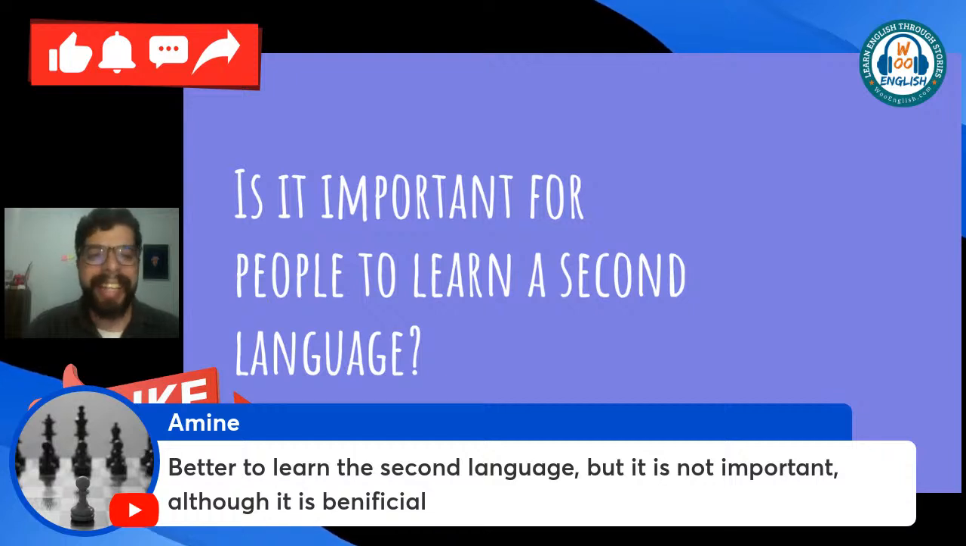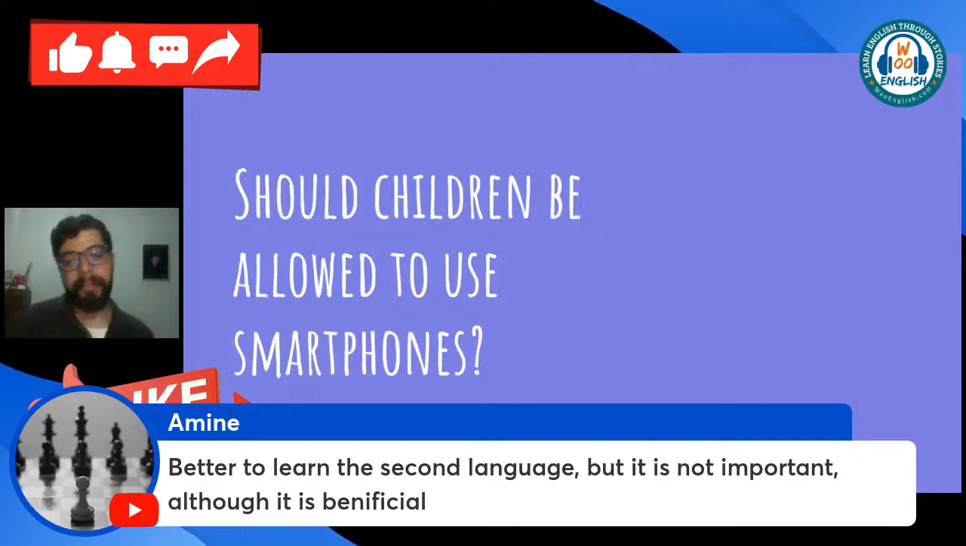And I think this is a dumb question to ask you guys, because you are here to learn a second language. So you all think it's important, which is why you are here right now. Let me share with you the last one: Should children be allowed to use smartphones?